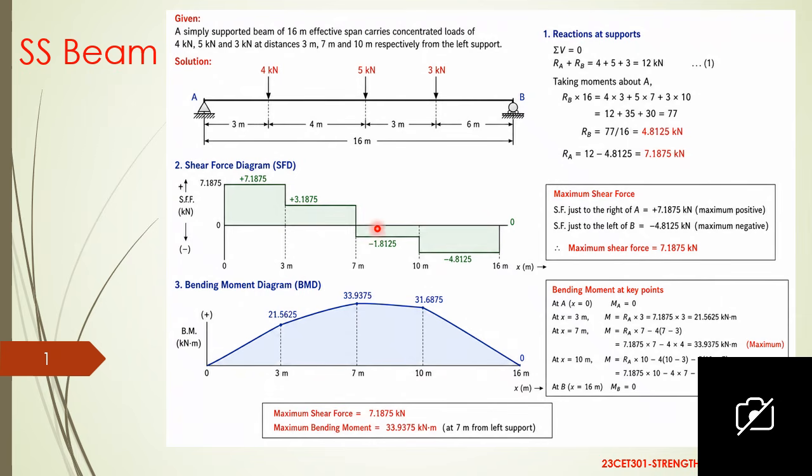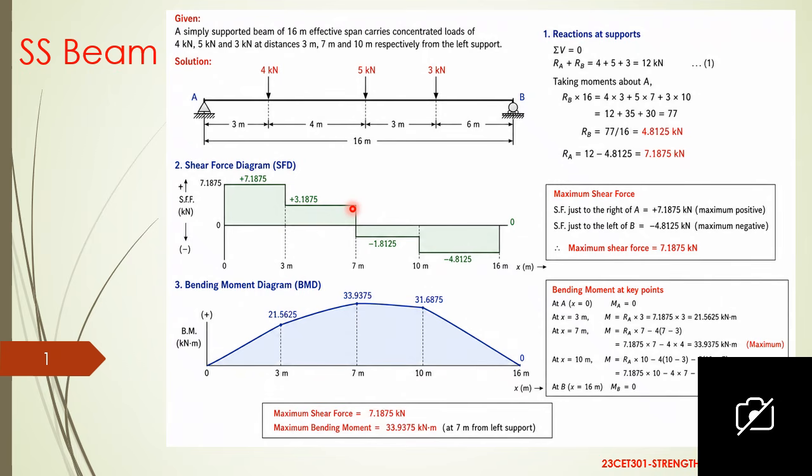7.1875. At C, the second point, that is 3 meters from A, in the left portion, the reaction RA is acting, and at this point 4 kilonewton is also acting. So plus 7.1875 minus 4, that will give 3.1875.